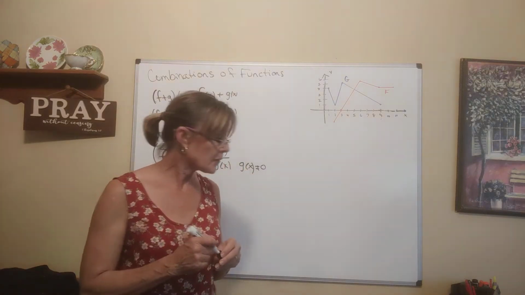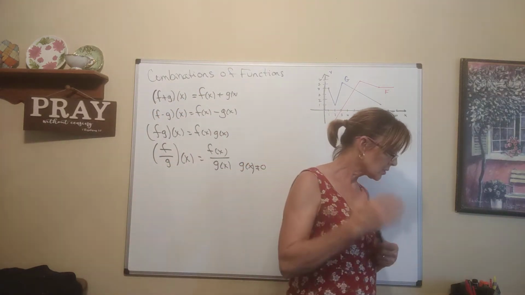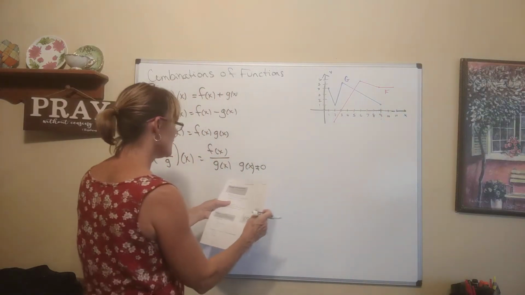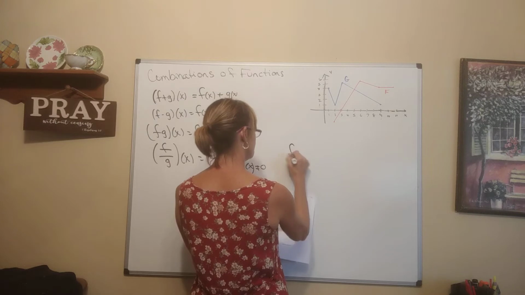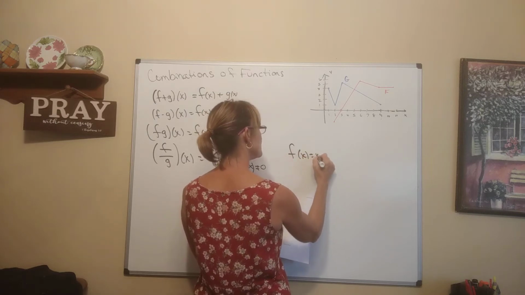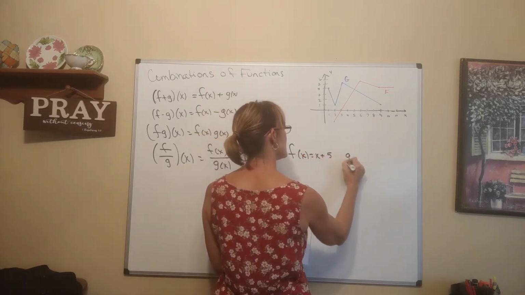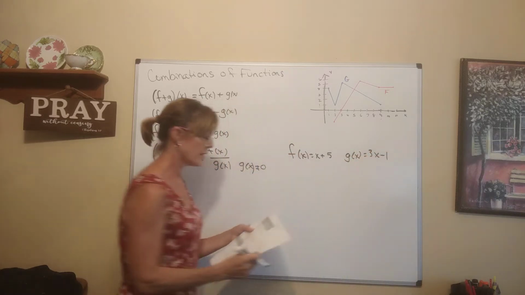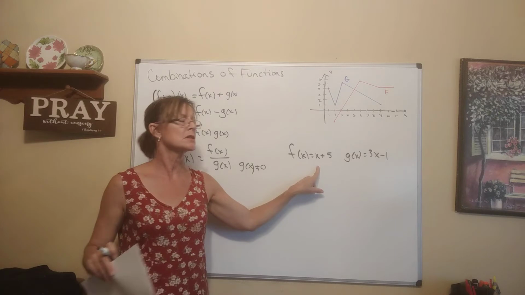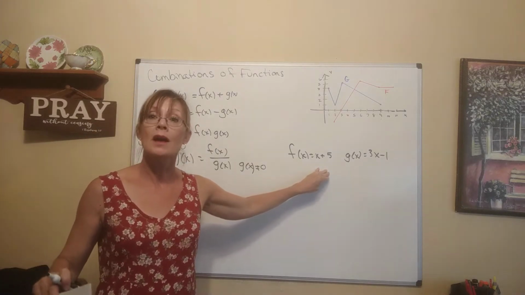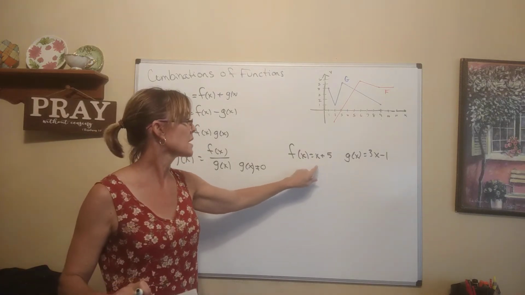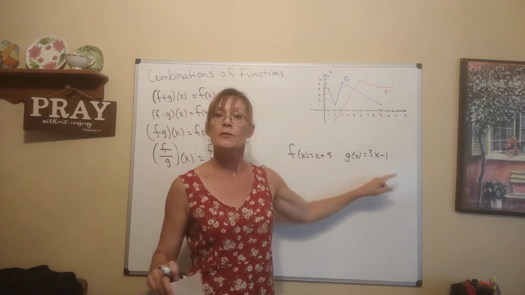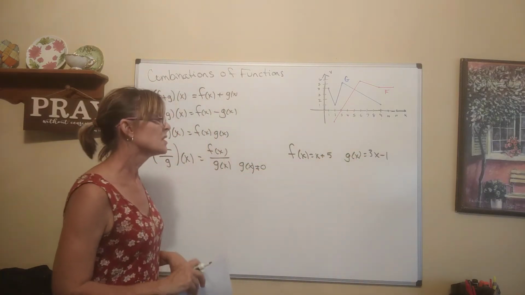On your worksheet, I have a few examples for us to do. So let's start with number one. The function in example number one says f of x is x plus 5, and g of x is 3x minus 1. We have two functions, and if you look at these, these are both linear functions. This has a slope of 1, a y-intercept of 5, and this has a slope of 3, y-intercept of -1.